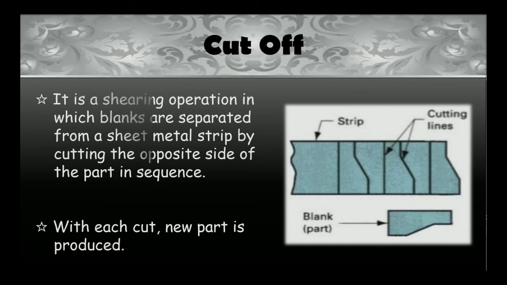So let's go to cutoff. Cutoff is a shearing operation in which blanks are separated from a sheet metal strip by cutting the opposite sides of the part in sequence, as shown in the figure. With each cut, a new part is produced. The features of a cutoff operation that distinguish it from a conventional shearing operation are: one, the cut edges are necessarily straight, and two, the blanks can be nested on the strip in such a way that scrap is avoided.